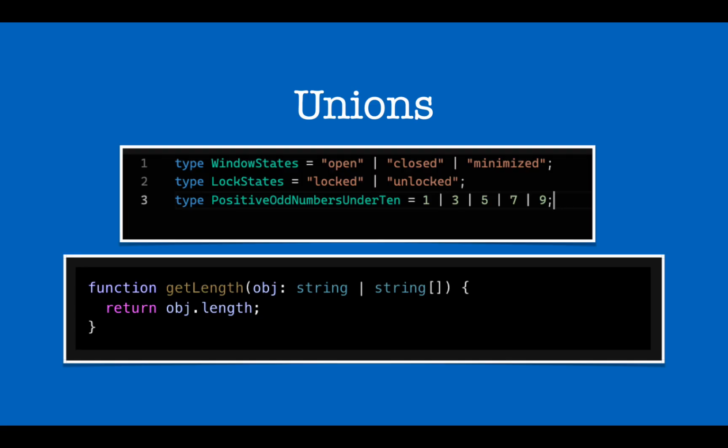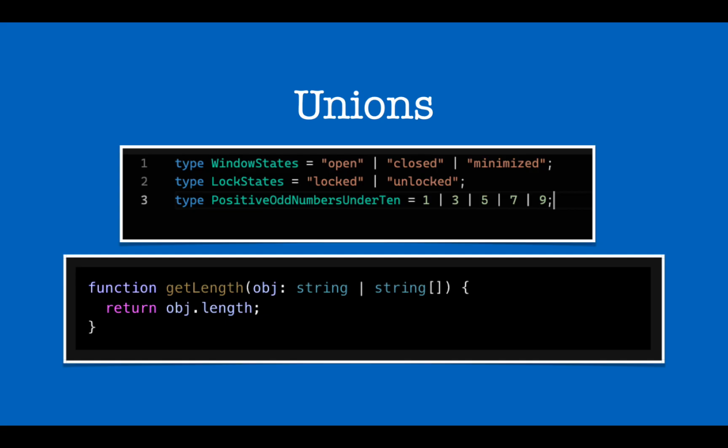Let's discuss unions a bit more in depth. As I mentioned, unions are complex types composed of 2 or more separate types. So for something to be of type lock states, it has to be either locked type or unlocked type. And that or operator is going to tell you that this is a union type. So let's take a look at the getLength function here.